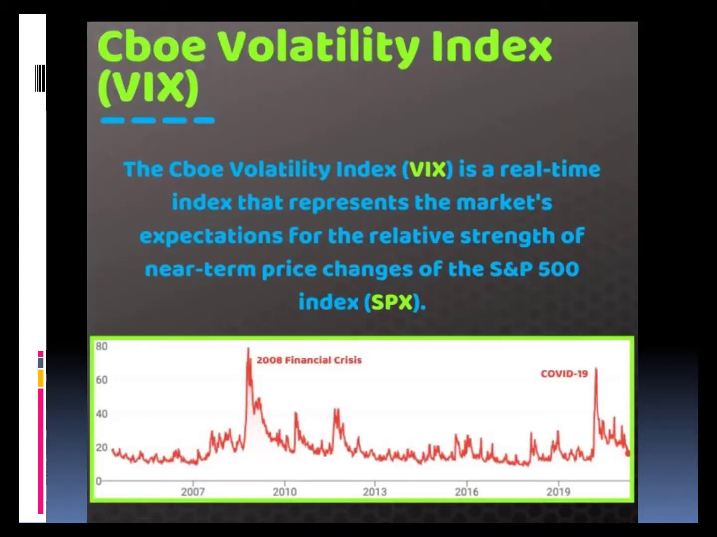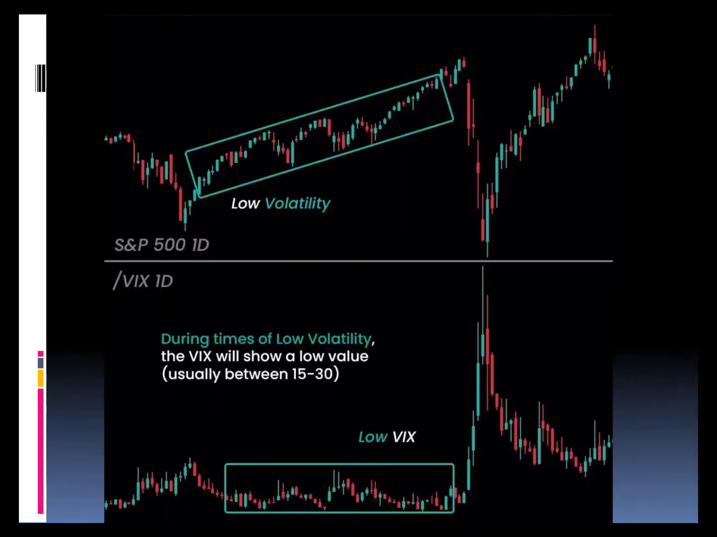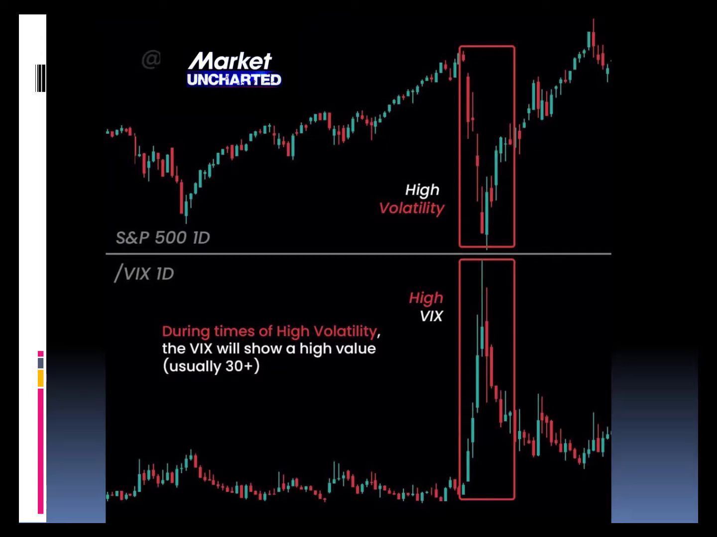So here the CBOE Volatility Index VIX is a real-time index that represents the market's expectations for the relative strength of the near-term price changes of the S&P 500 index. As I was saying, you can see here a spike during the 2008 financial crisis and the COVID-19 crisis. So low volatility in the index represents uptrend. During these times, you can see usually VIX historically goes between 15 and 30. During periods of high volatility in the markets, you can see that VIX usually is always above 30.